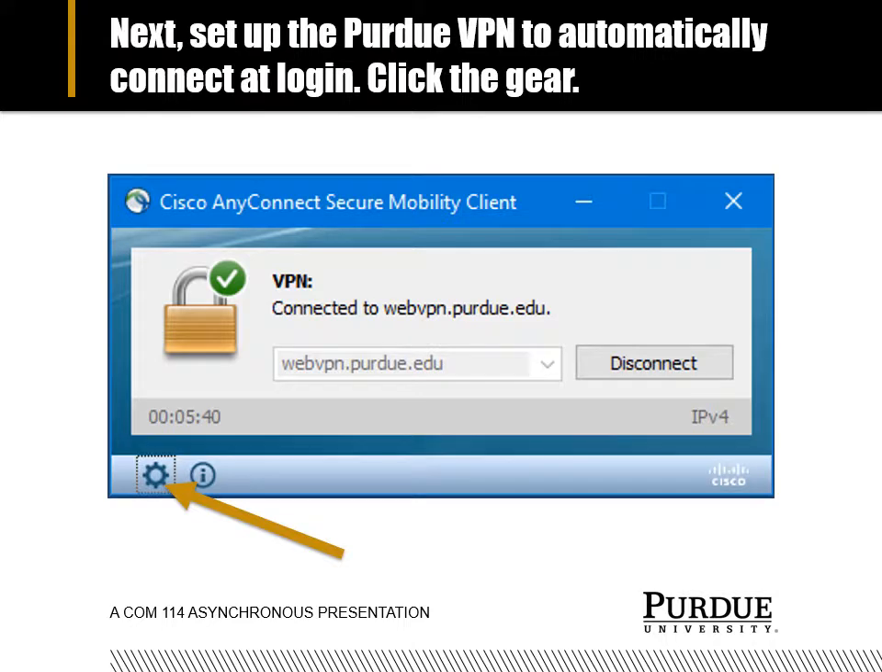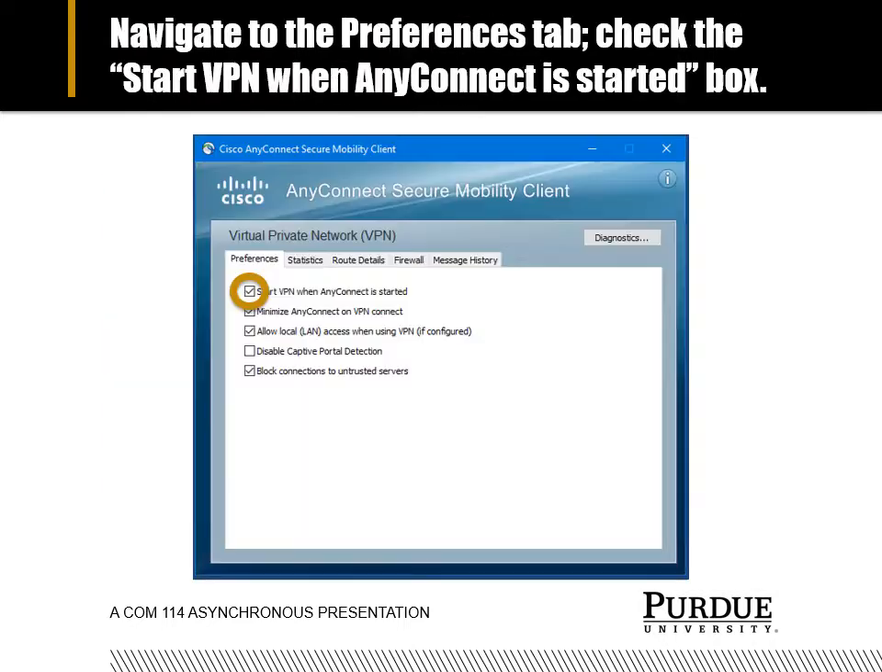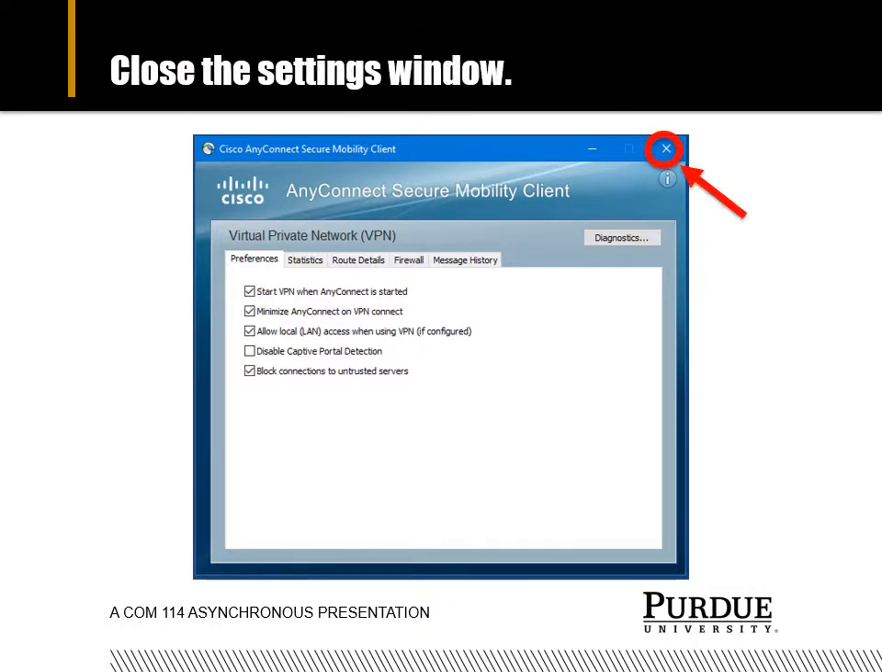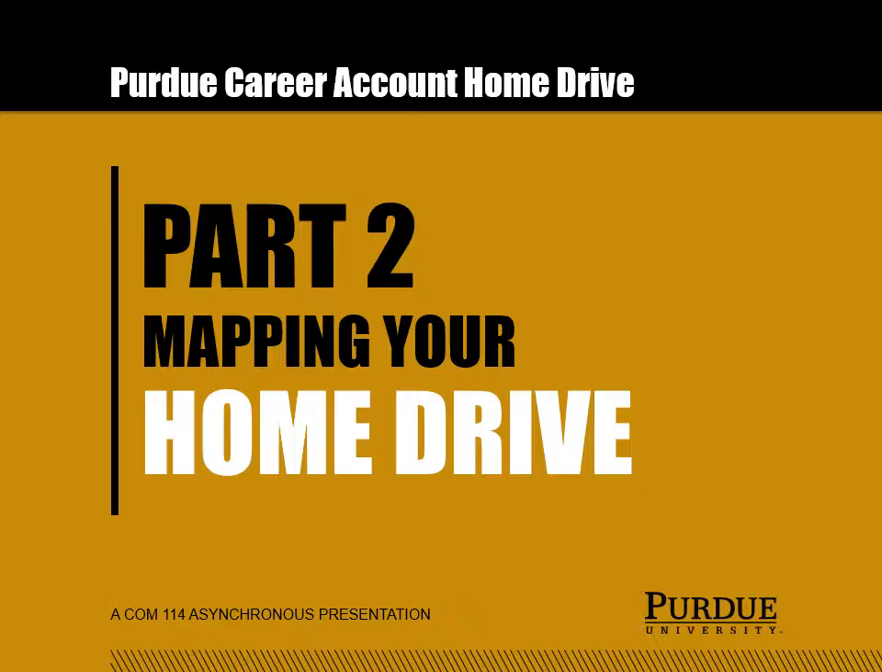To do this, click the gear icon to open the settings. Once the settings window opens, navigate to the Preferences tab and select the checkbox labeled Start VPN when AnyConnect is started. Close all the AnyConnect windows. Part 2. Mapping your home drive.